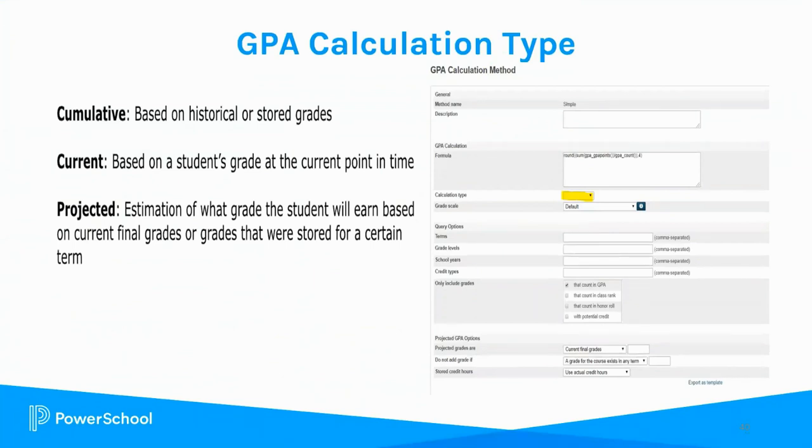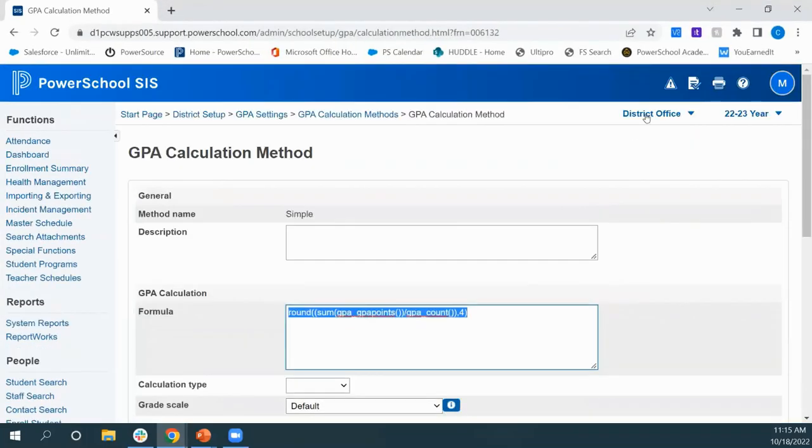As we said, the calculation type, you have cumulative, current, and projected. Cumulative is basically stored grades. It's looking at the grades that are in the stored grades table that's on their historical grades page. Current's going to look at the reporting term that is set up under the current grade display. Go back to the test server, and that is set up.